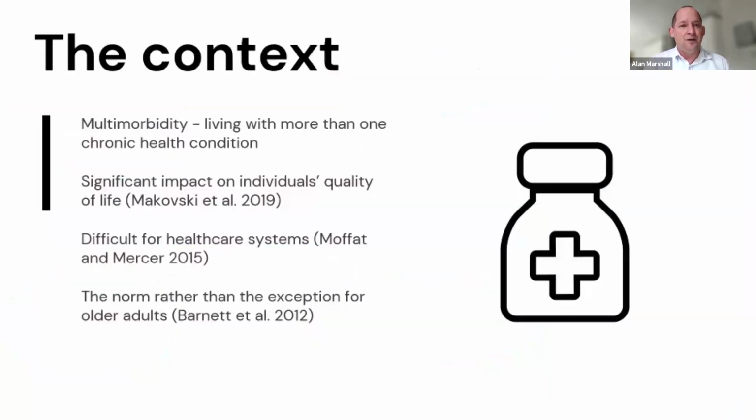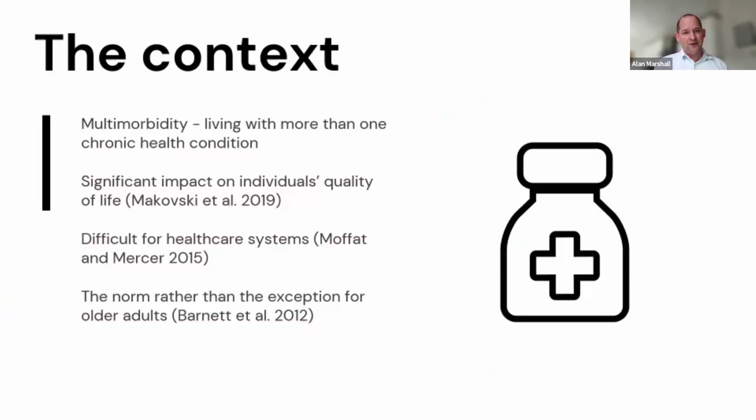So let me just start off with a bit of context. Multimorbidity refers to living with one or more chronic health condition, and it's a really important social issue, partly because the numbers of people living with multimorbidity are growing, partly driven by people living longer and population aging. But it's also important because it has a really significant impact on individuals' quality of life, particularly where conditions interact with each other to result in worse outcomes than if people had these conditions individually.